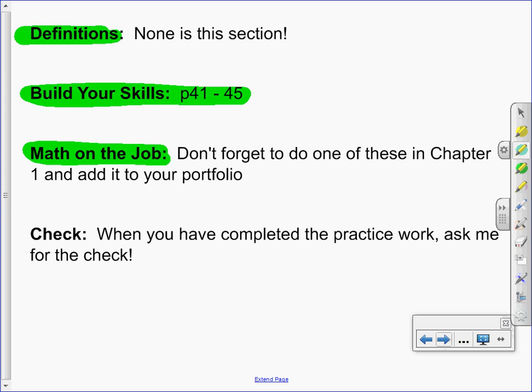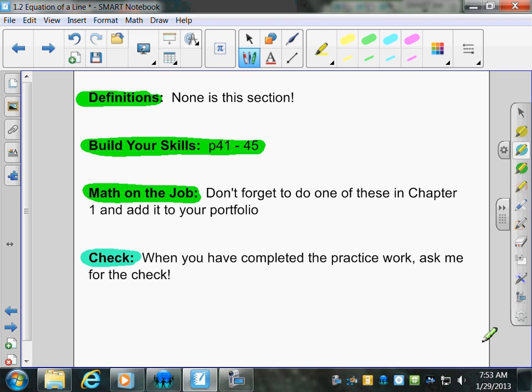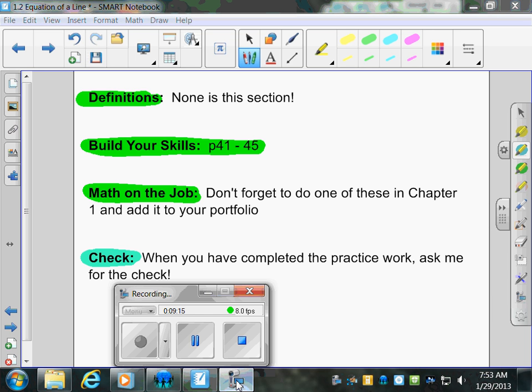Either way, when you're done this section and you're comfortable, you know what you're doing, you're welcome to grab the check from me, and I will check and see that you're on task and you know what you're doing. And if that's the case, then you can move on to the next section, 1.3, and then before you know it, you'll be done chapter 1.